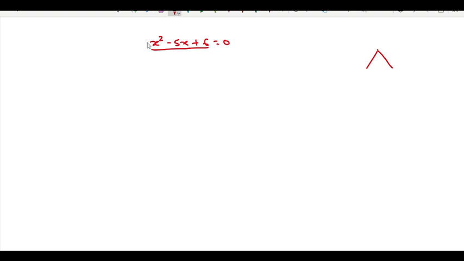Okay, so what is the coefficient of x square? Here it is 1. So we will multiply this c and a. 6 into 1 is 6. We will write here 6. And what is the value of b? Value of b is minus 5. Now what do we have to do? We have to find two numbers such that their multiplication is 6 and their addition should be minus 5. So find two numbers whose multiplication is 6 and addition is minus 5.